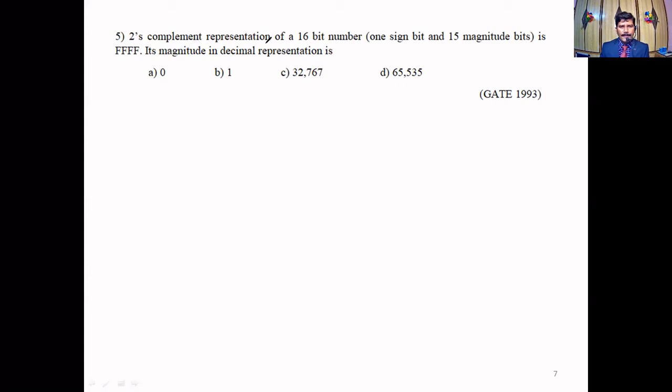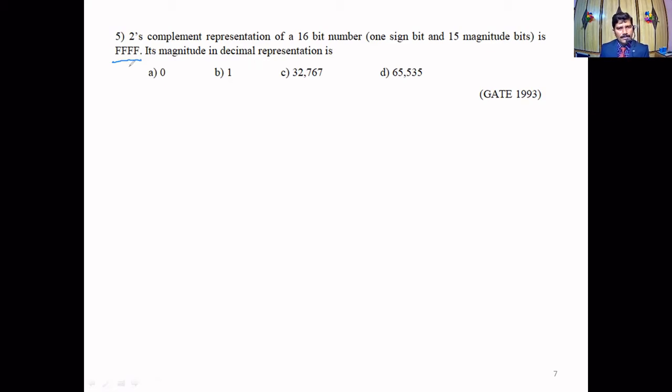The 2's complement representation of a 16-bit number, one sign bit and 15 magnitude bits, is FFFF. A number is given here, FFFF, which is a 16-bit number with one sign bit and 15 magnitude bits, and that too in 2's complement form. Find its magnitude in decimal representation.